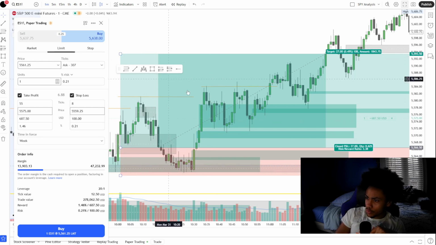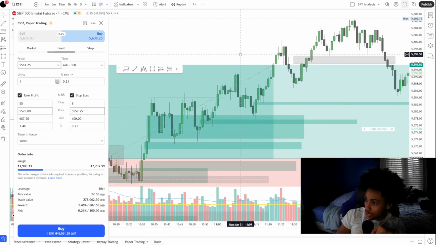We see another fair value gap form right here. Boom. Price came into it, danced around and it came up. Danced around. Still didn't close below, so it's a strong fair value gap. Still didn't close below, so we're not going to exit our position yet. It came up again, still doing its thing. Okay, what do we see here? Another fair value gap.